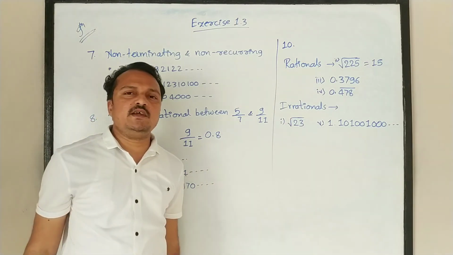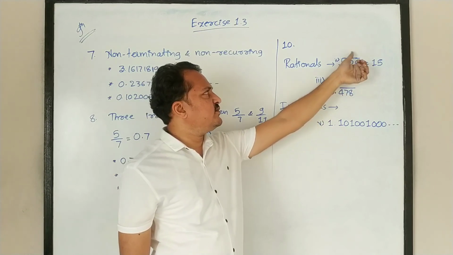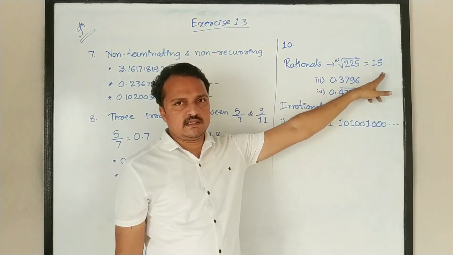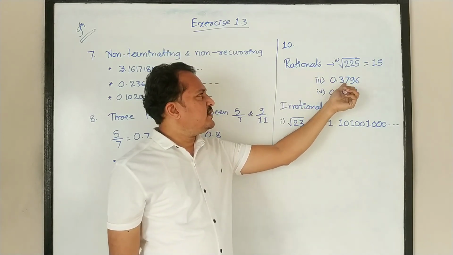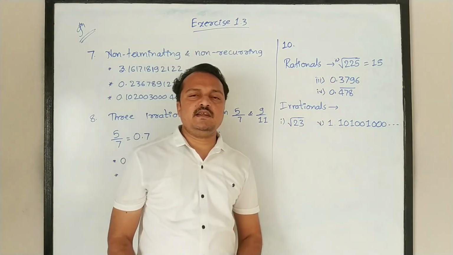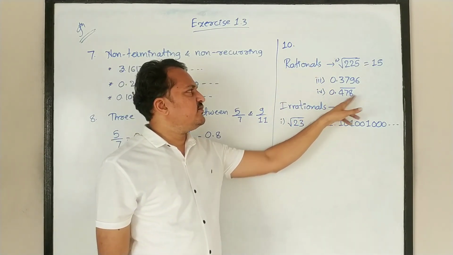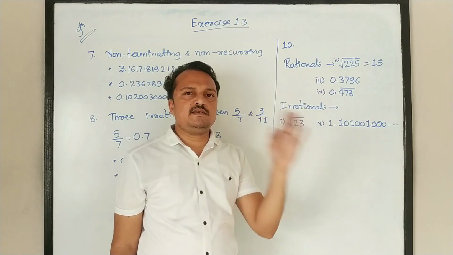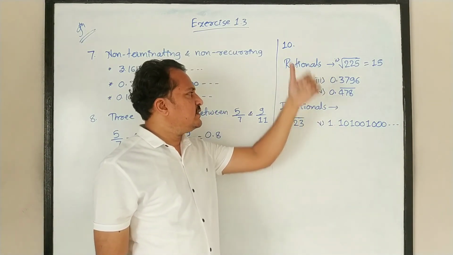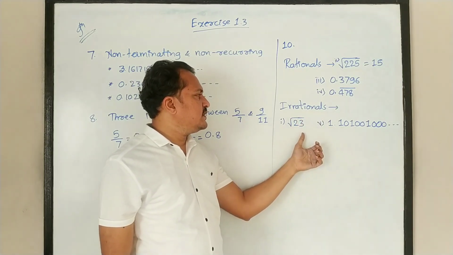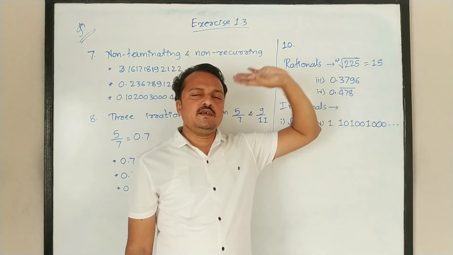So question number 10, the last one, is very simple. Simply you have to group the numbers into rational and irrational. So the rational number, this one 225, the square root of 225 is nothing but 15. It is a rational number, or we can have 15 by 1. Next 0.3796, it is a terminating decimal expansion, so it is a rational number. Next one 0.478, 478, 478, it is continuously repeating here, so a recurring decimal will also come in rationals only. Then irrational, square root of 23, and next 1.10, 100, 100, 100, 140, and so on.